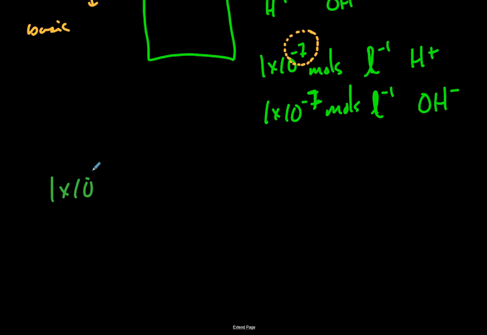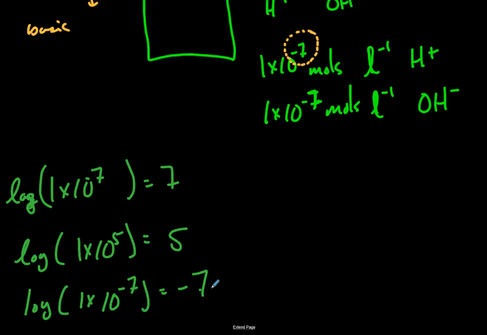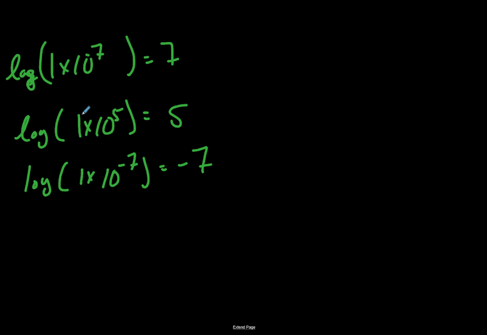1 times 10 to the negative 7, if we take the logarithm of this value, we get the number 7. Can you guess what a logarithm is? If we take the log of this value, we get this value. All a logarithm is, is what number you raise 10 to, to get the number you're interested in.